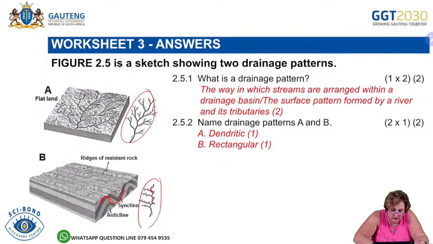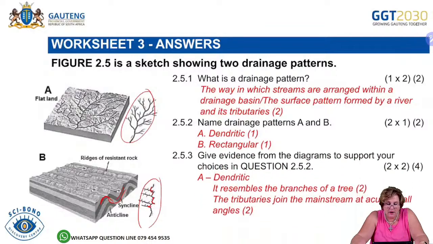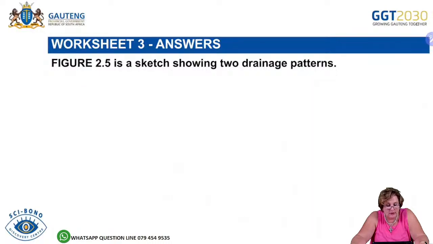Look at that right 90-degree angle. Next. 2.5.3: Give evidence from the diagram to support your choices in question 2.5.2. A, dendritic. It resembles the branches of a tree and the tributaries join the mainstream at acute or small angles.